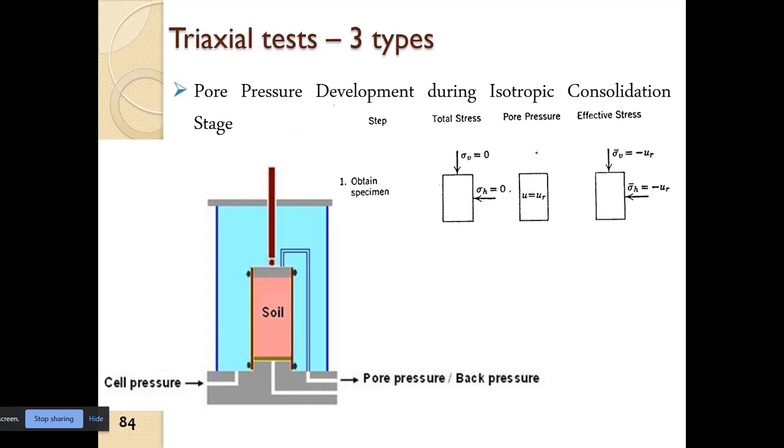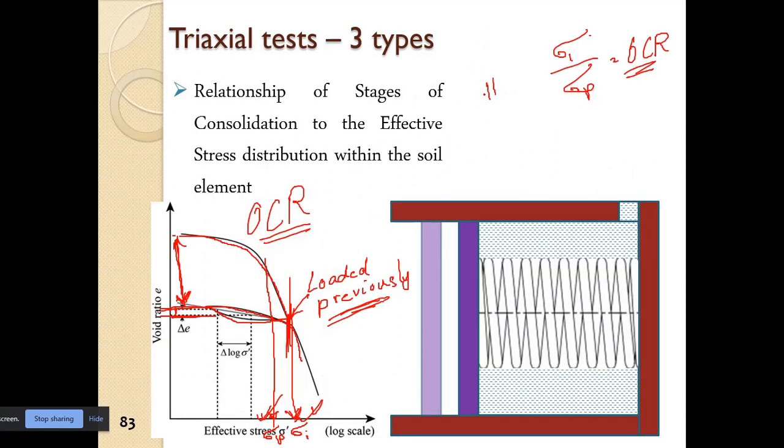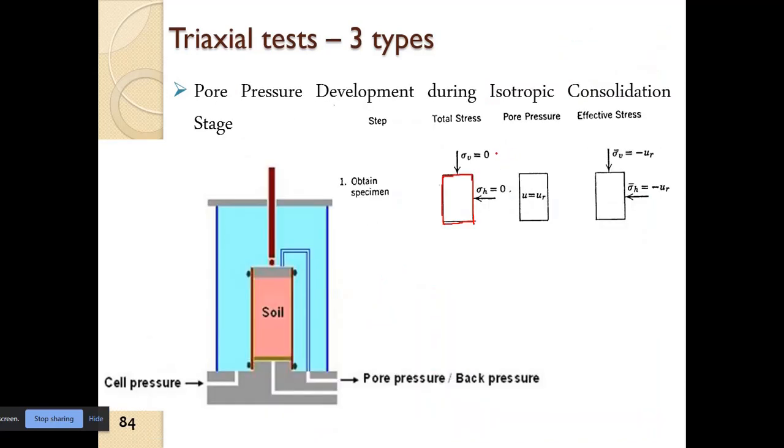So let us consider one sample here, as we have previously discussed for the unconsolidated undrained triaxial test. Before going into the shearing part, the pore pressure development in the shearing part, we first discuss the pore pressure development during the isotropic consolidation stage. This is very important. So again we consider one sample.